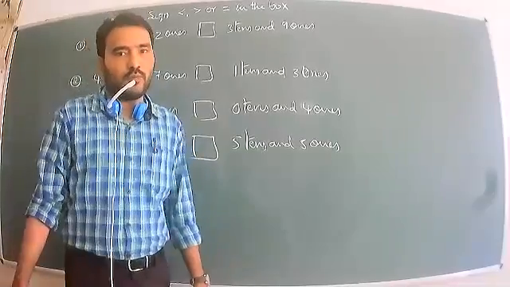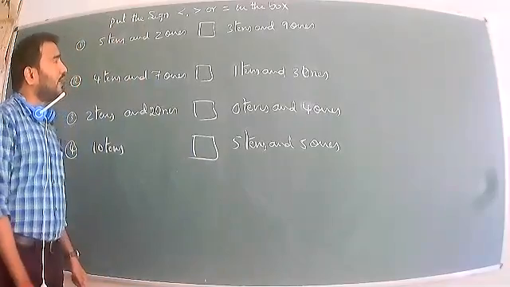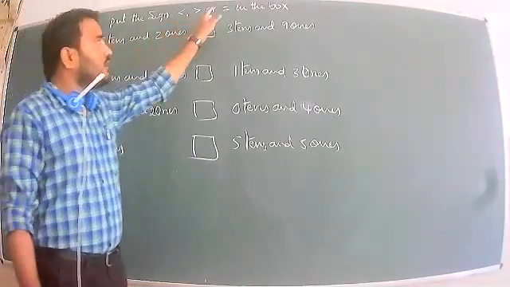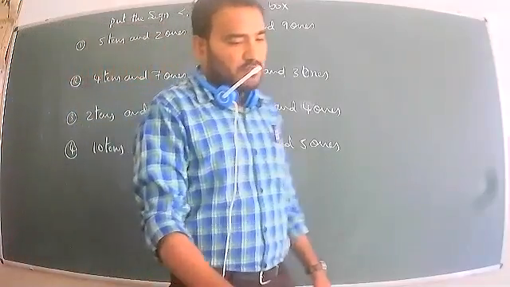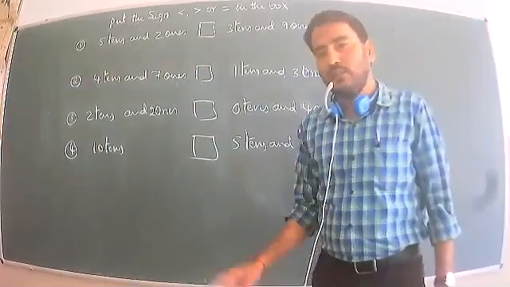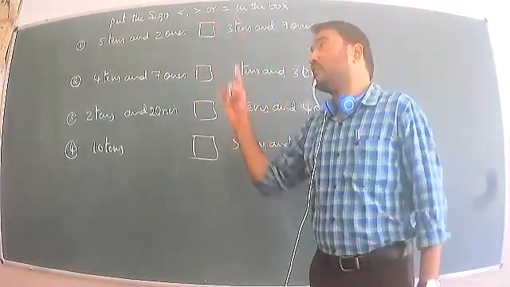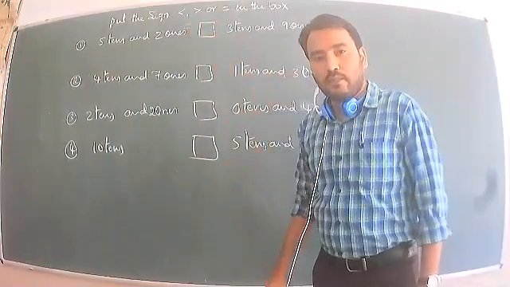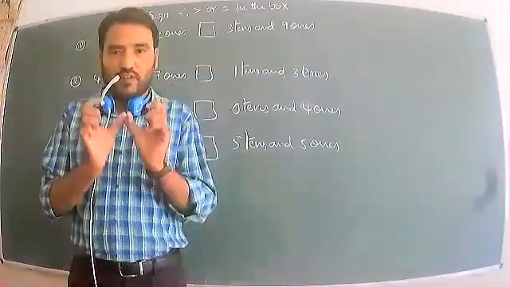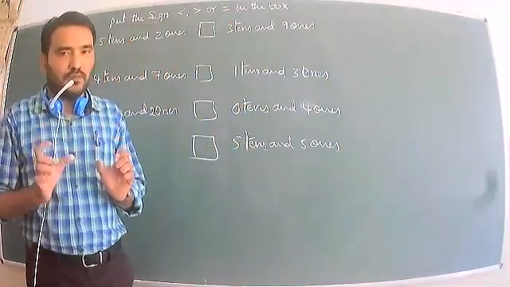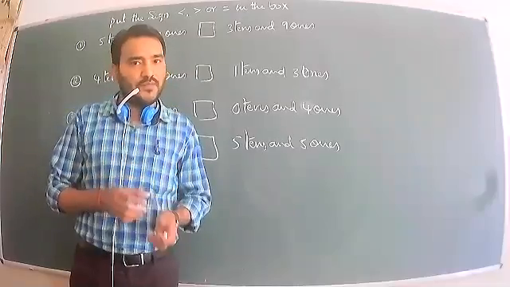Okay students, now I have written on the board. Put the sign greater than, smaller than, or equal in the box. Sometimes the values are equal, so we write the equal symbol. If they are not equal, we use greater than or smaller than. First, we have to write the short form, so that we can easily compare the numbers.